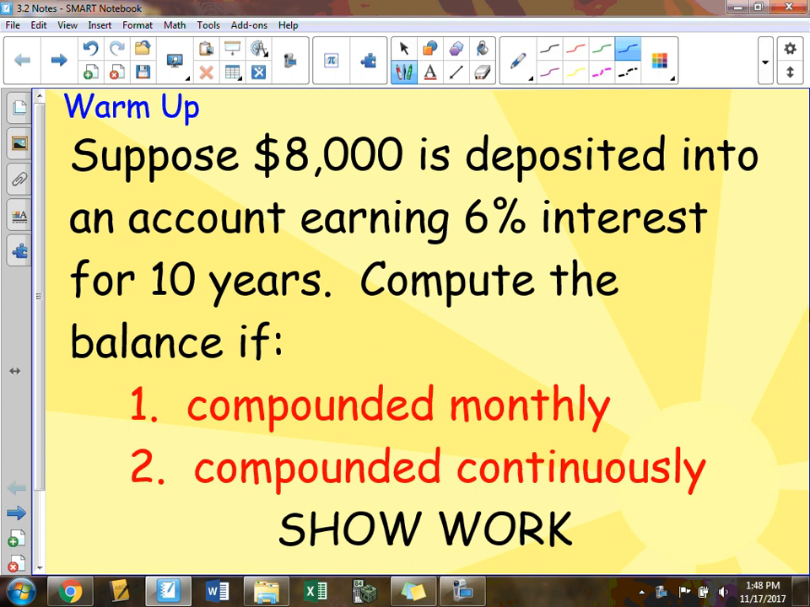So your answers for this, hopefully you've worked them out, just to make sure you're on the right track. These are your two answers that you should be getting. The first one, you should be using A equals P times (1 plus r over n) to the power of n times t. On number 2, you should be using the PERT formula. Make sure that you are changing your percent to a decimal, and that if you're doing it on your calculator, you are putting your exponent in parentheses.